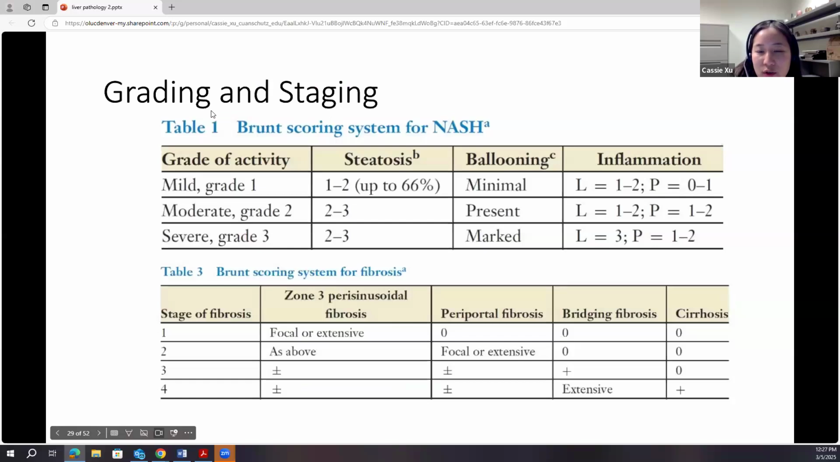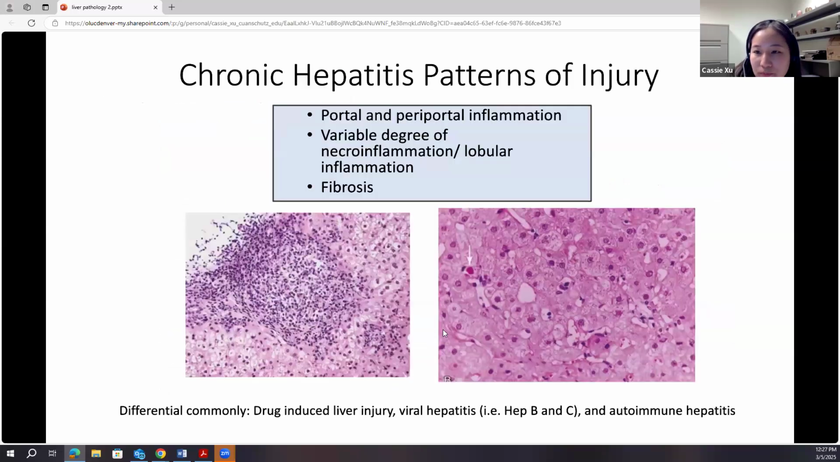And again, this is the grading and staging that we do. This is the Brunt scoring system. The grade is based off the amount of steatosis, the ballooning, and the degree of inflammation in the portal tracts and lobular parenchyma, and the fibrosis is used for staging here.